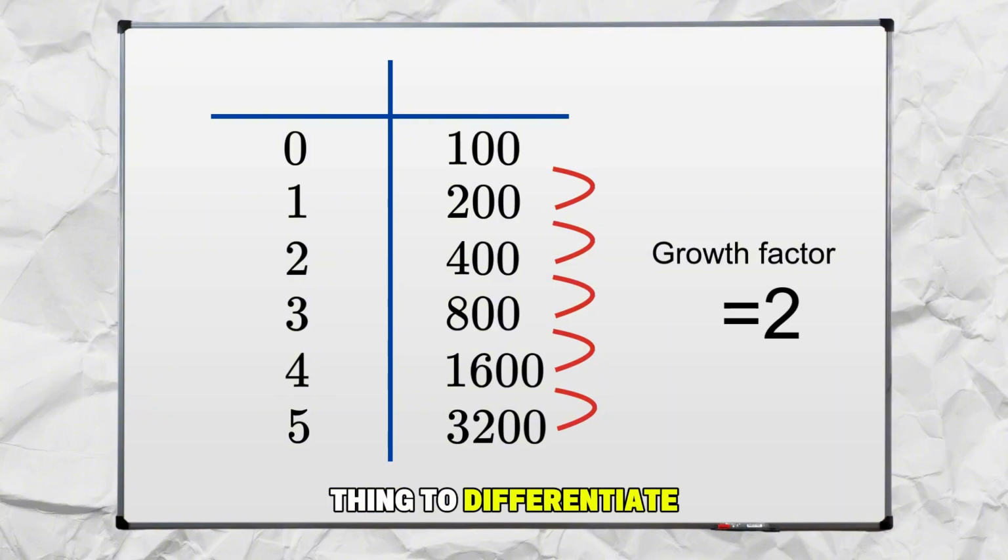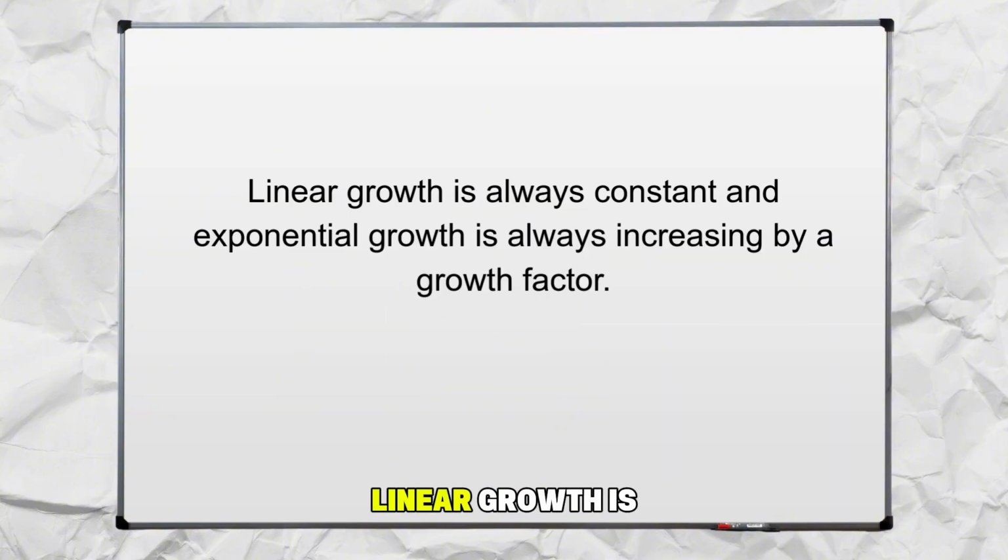The most important thing to differentiate between the two is knowing that linear growth is always constant and exponential growth is always increasing by a growth factor.